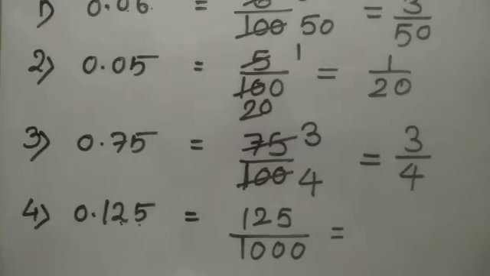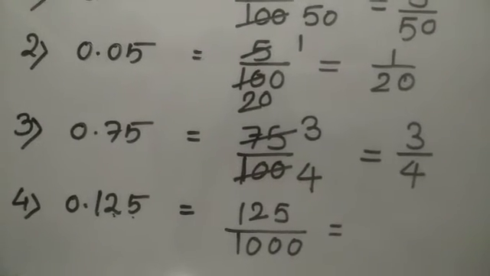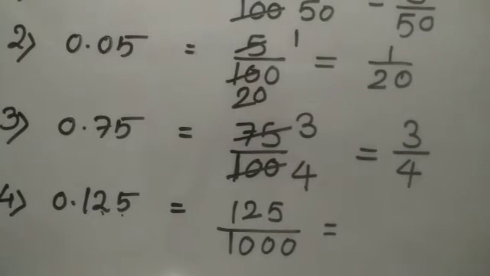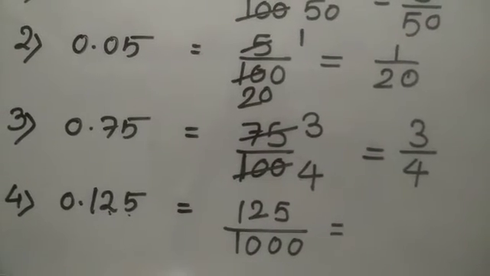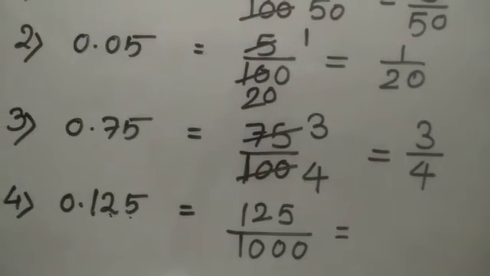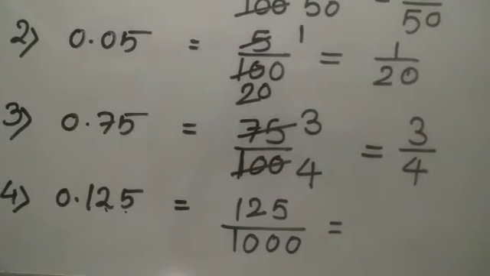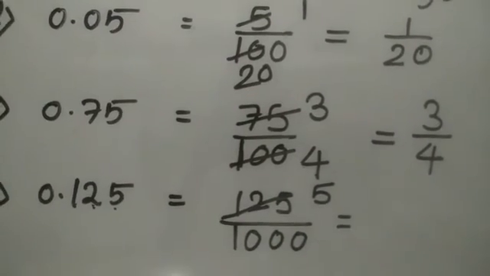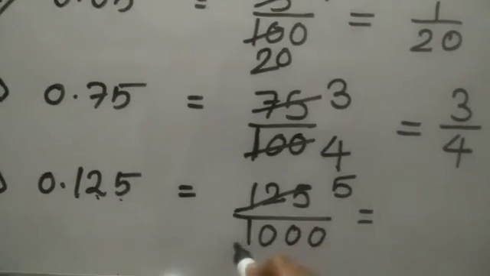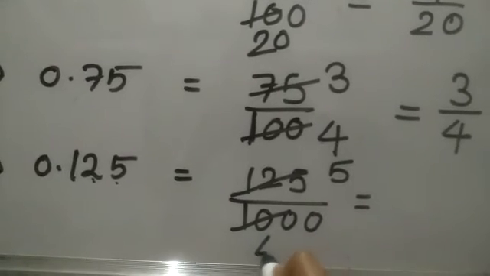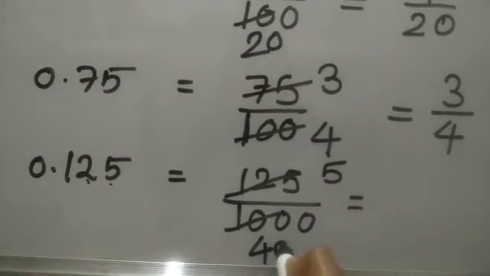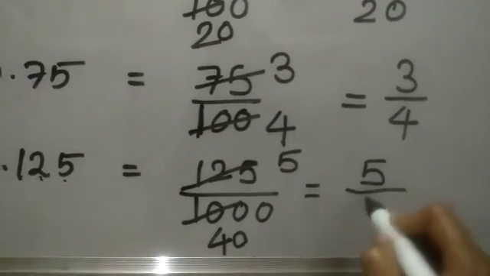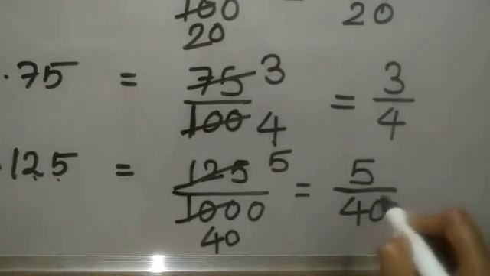Now let us reduce 125 by 1000 to its lowest term. Now in 125 and 1000 there are so many common factors. You can divide by any one of them. Here I am going to divide 125 and 1000 by the number 25. 25 5s are 125. Then 25 4s are 100, and this 0 will come at the end. So it is 40. So here we got 5 by 40.